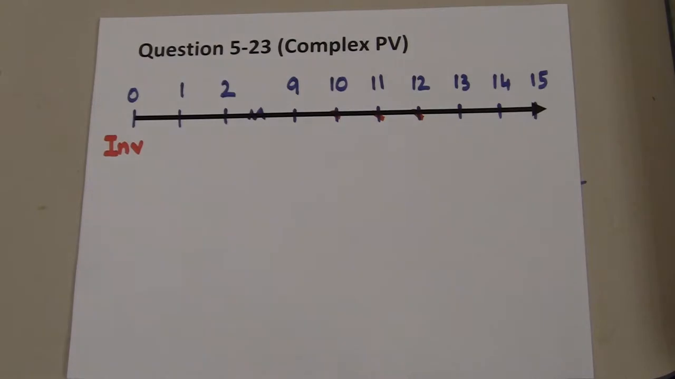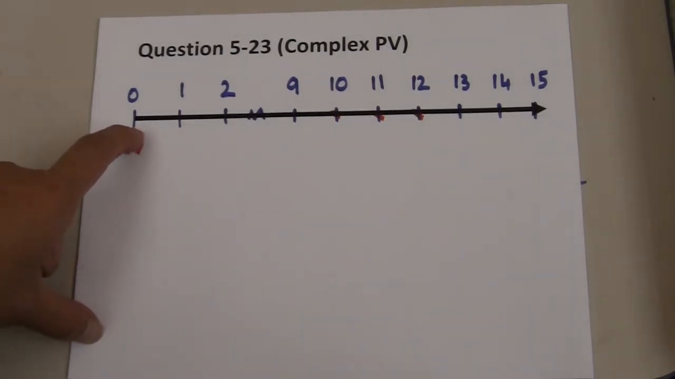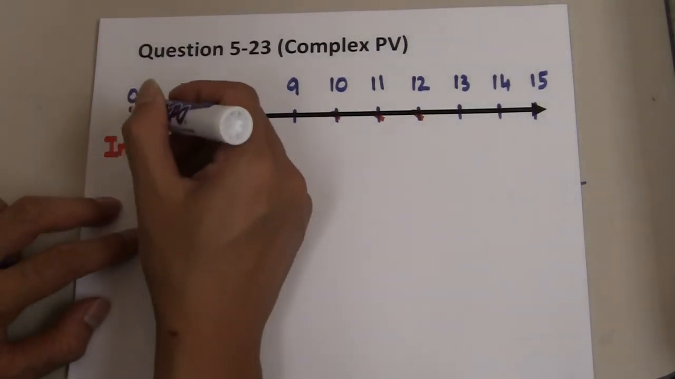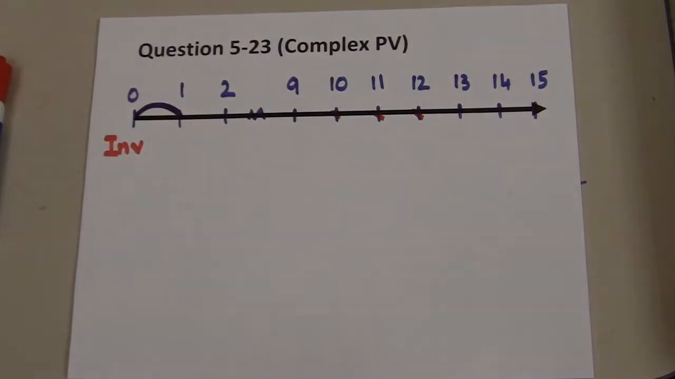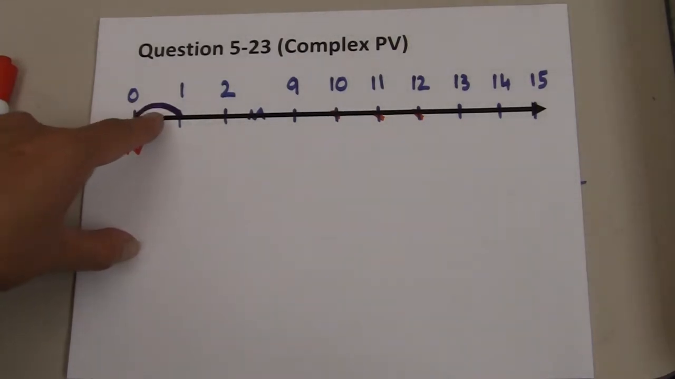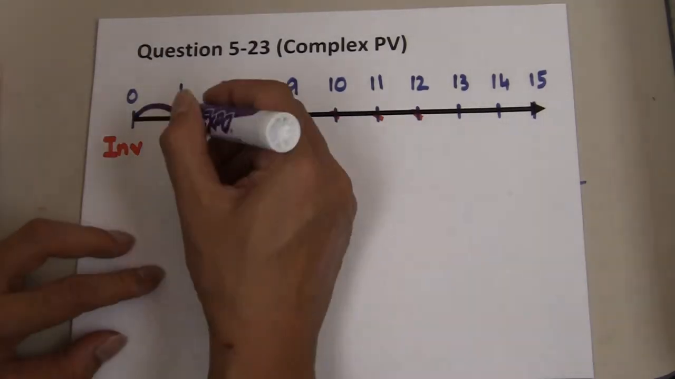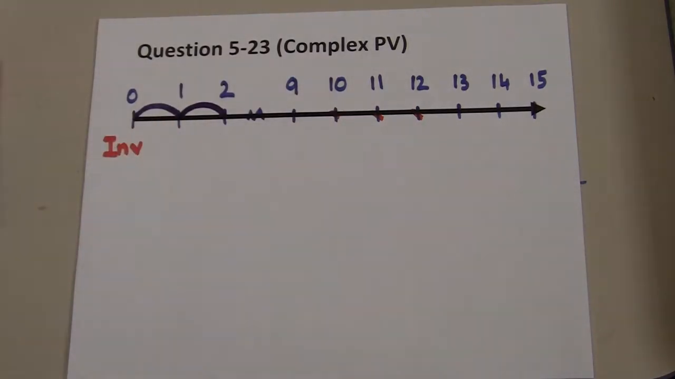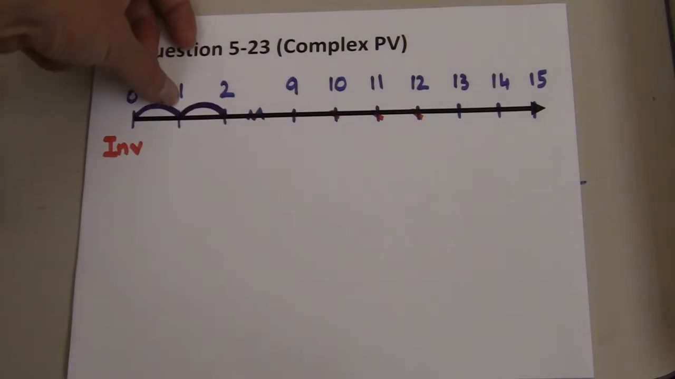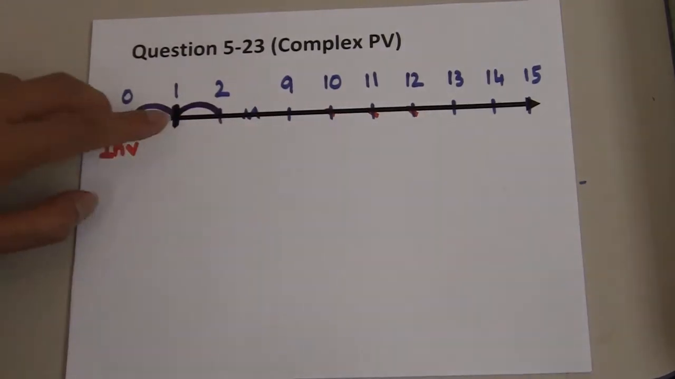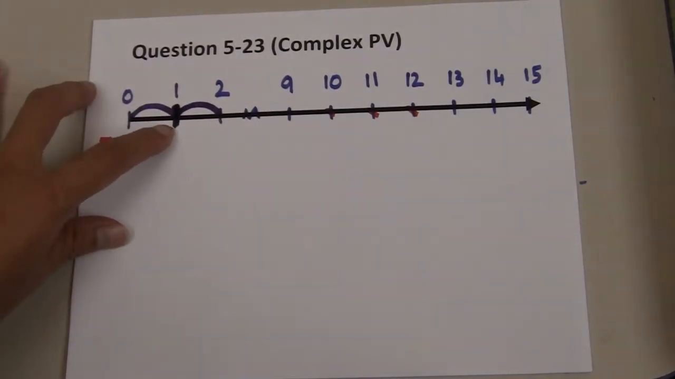To answer that question, I need to look at the beginning of my timeline. Over here, is this year zero or year one? Of course, it is year one. The first year starts at zero and ends at one. The second year starts at the end of one and ends at two. So this point right here is the end of year one or the beginning of year two.